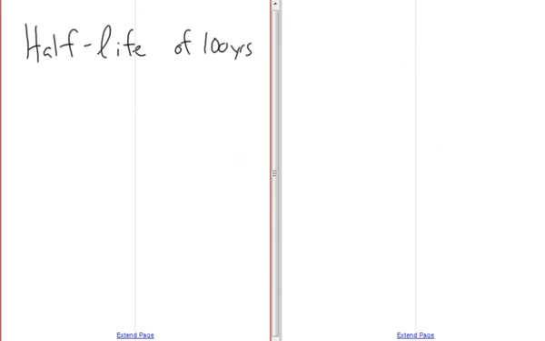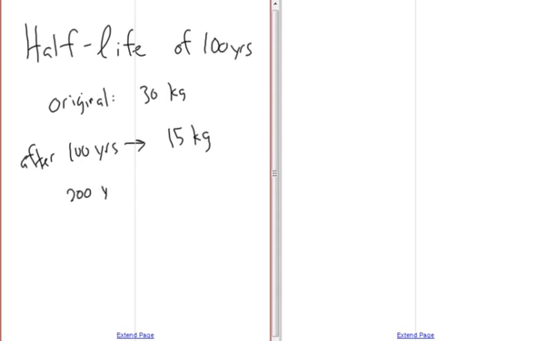Okay, so let's talk about half-life for a little bit. If a certain substance has a half-life of 100 years, what that means is that after 100 years, half of it will remain. The other half will have deteriorated in some way, maybe turned into energy or evaporated or who knows what. So let's say you have originally 30 kilograms of a substance. After 100 years, you would have 15 kilograms remaining. The other 15 kilograms would have dissipated somehow.